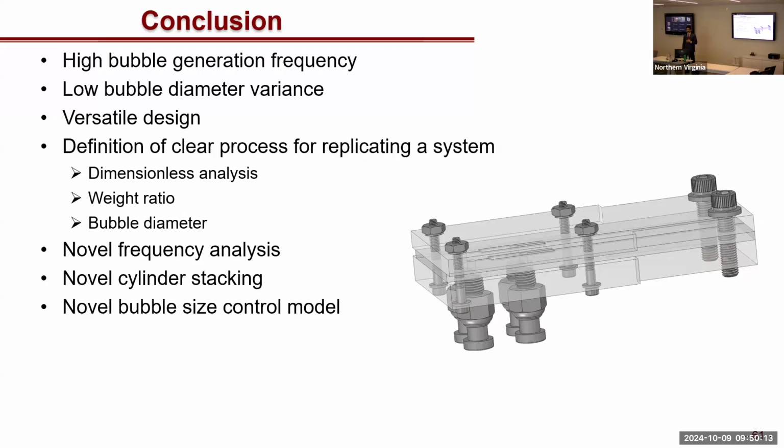That frequency analysis that we used was also new. So using that Fourier transform to ensure that we're getting a constant injection frequency, and then that frequency aligns with our average bubble generation frequency. Now, the cylinder stacking method was also new. That's never been done before, to get the variation in the size of the bubbles. That's how we calculated the variance of bubble generation.